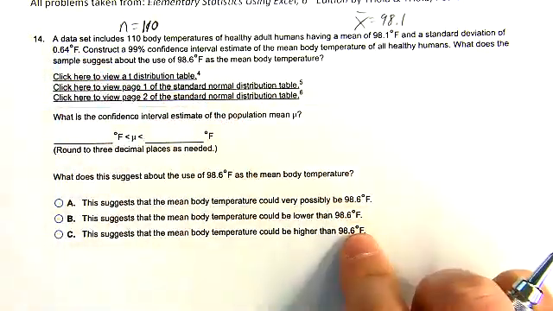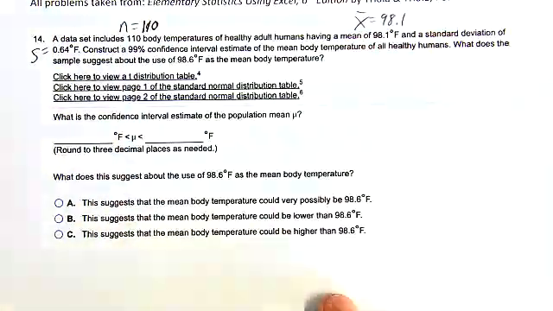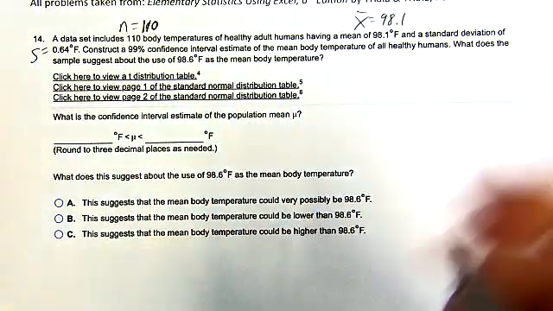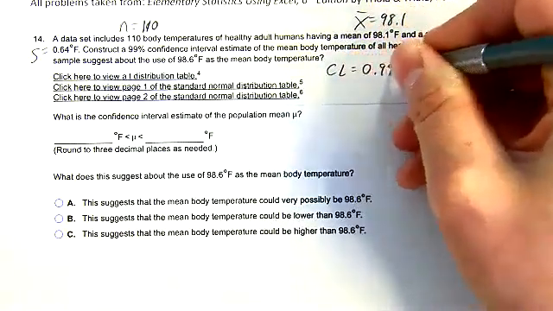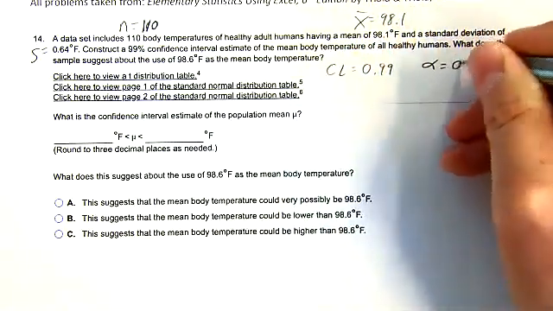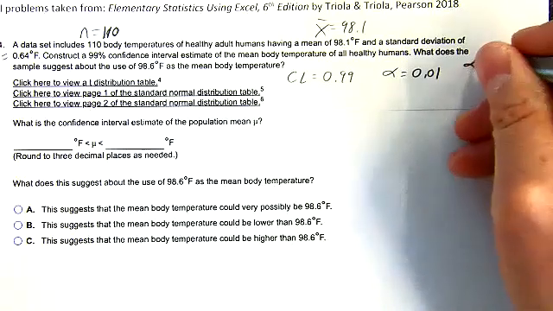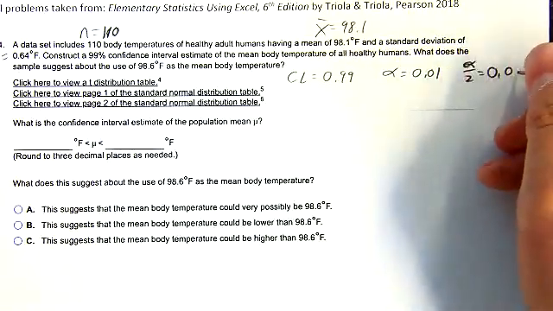And a standard deviation of 0.64. Now you have to be careful. This 0.64 is for the sample, so this is s. Construct a 99% confidence interval for the mean. So let's write that. Confidence level is 0.99, which means alpha is 0.01. And why not, let's write what alpha over 2 is. Alpha over 2 would be half of that, 0.005.